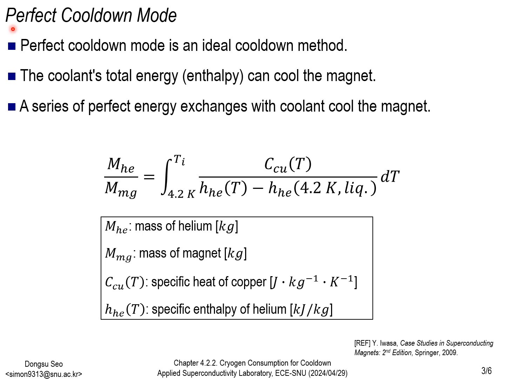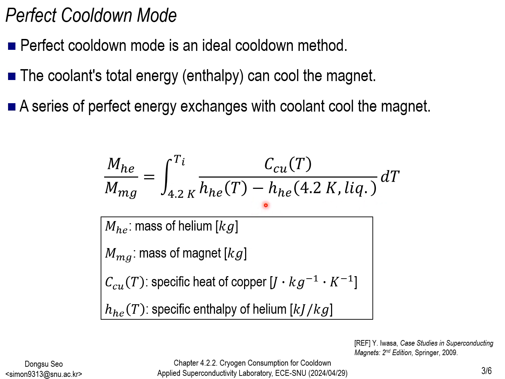Perfect cooldown mode is an ideal cooldown method that uses the coolant's total 100% energy or enthalpy to cool the magnet. This method is not practical in real-world problems but enables cooldown in a significantly specific condition. The perfect cooldown mode involves a series of integrations between the magnet's copper layer and liquid helium, which results in a perfect energy exchange to cool the magnet.